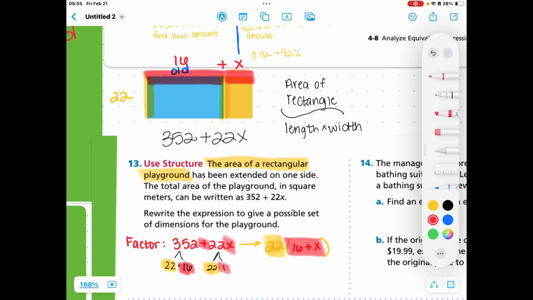And once again, if we were to multiply, this would be 22 times 16, which is that 352, plus 22 times x. So it also works out.